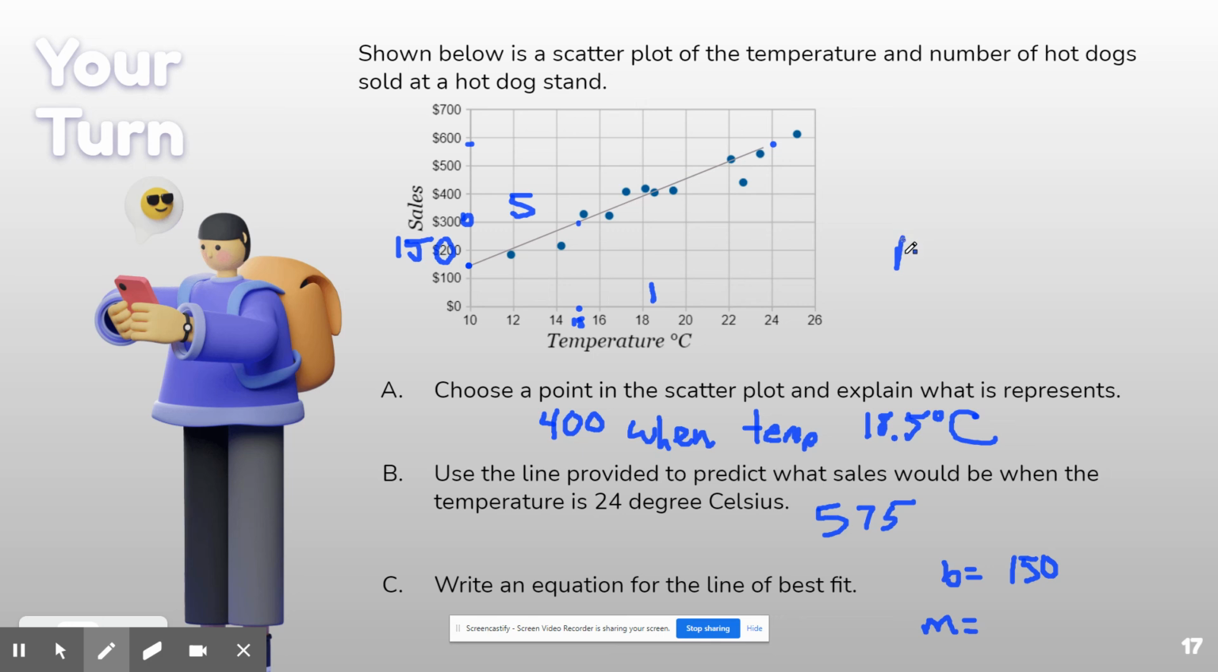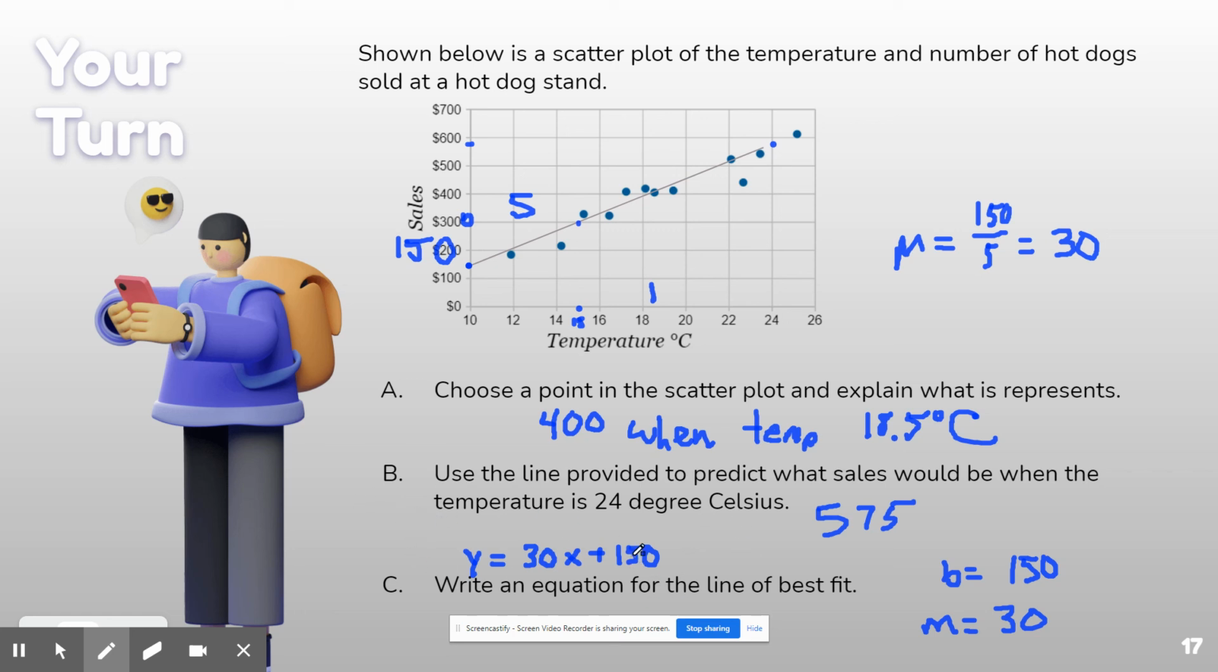So the slope of this would be 150 over 5, which can be reduced to 30. So the equation would be y equals 30x plus 150. They would accept other answers for this.